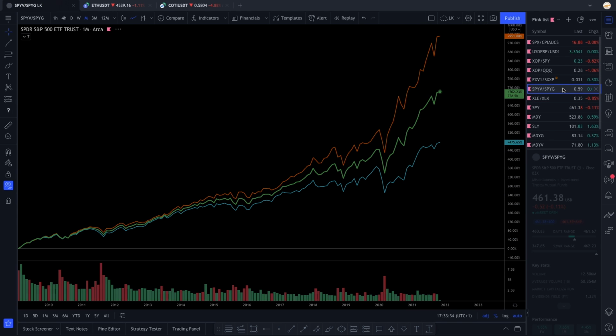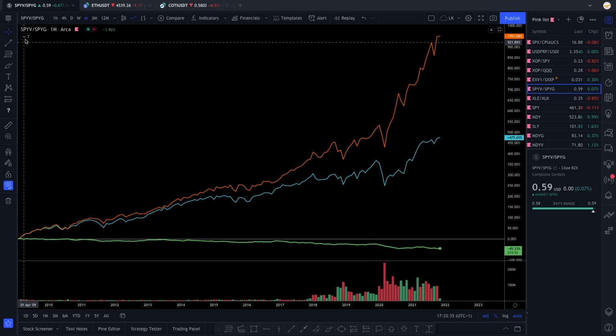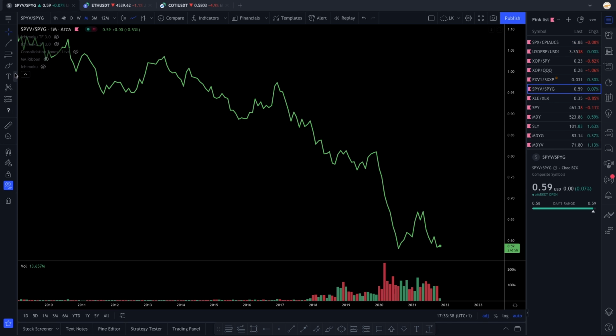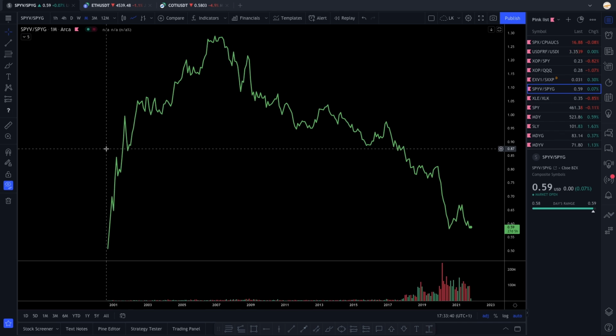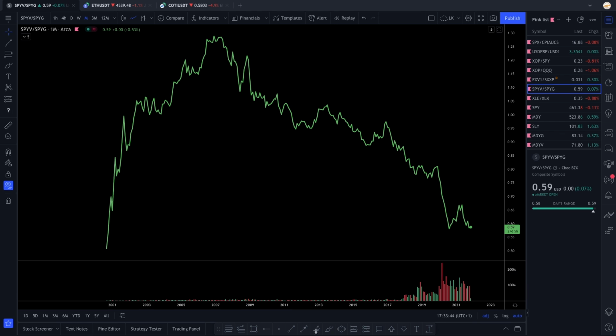This is where the ratio comes into play. This is what I'm looking at. I'm going to remove this. You have the ratio between value and growth. When this value goes up, it means that value performs better than growth.